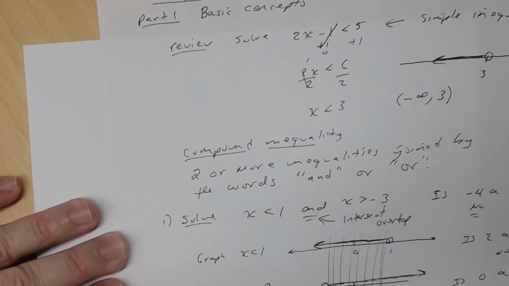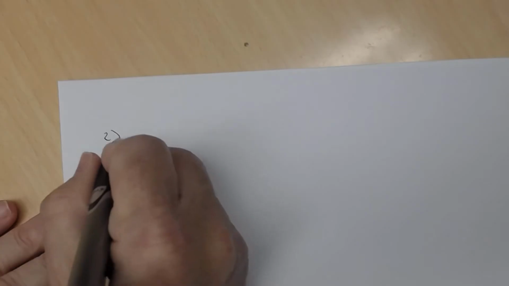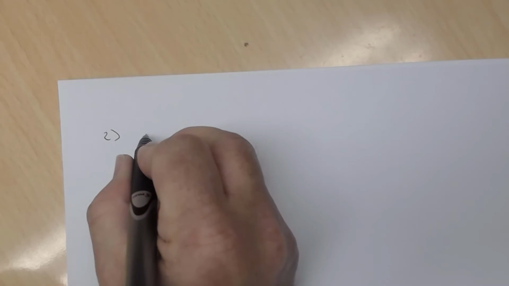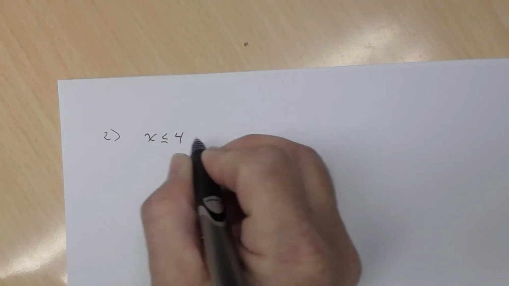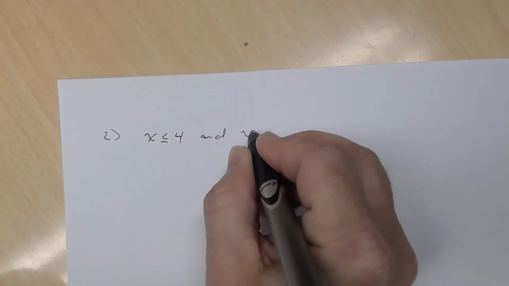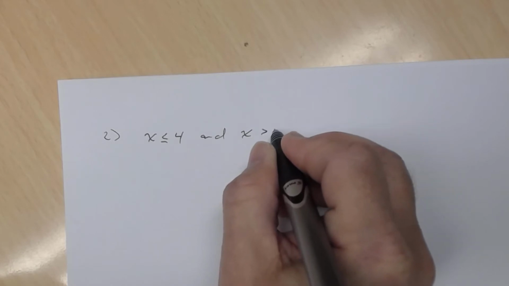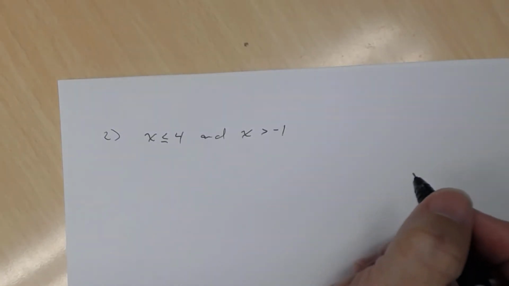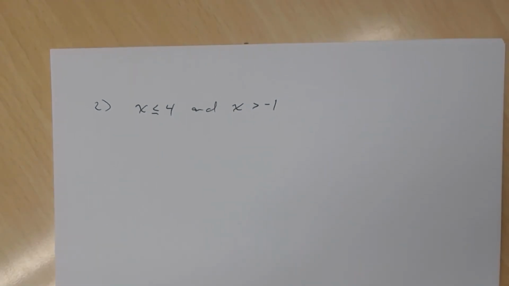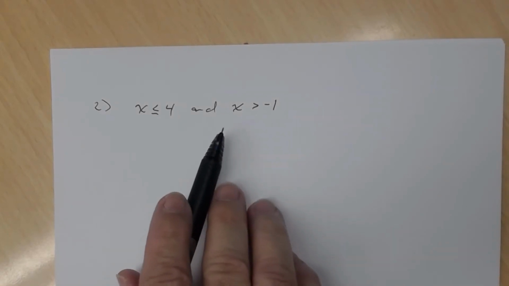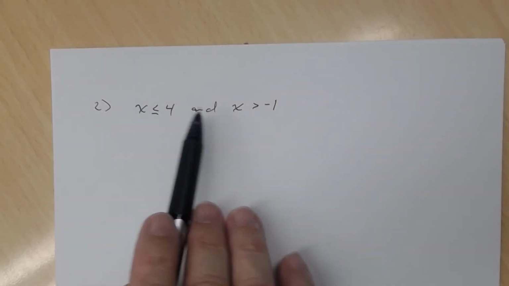Okay, so let's call this one number 1, and then this will be number 2. All right, so for number 2, let's suppose we had x is less than or equal to 4, and x is greater than negative 1. Okay, so let's look at that one. So again, we're trying to solve this compound inequality.